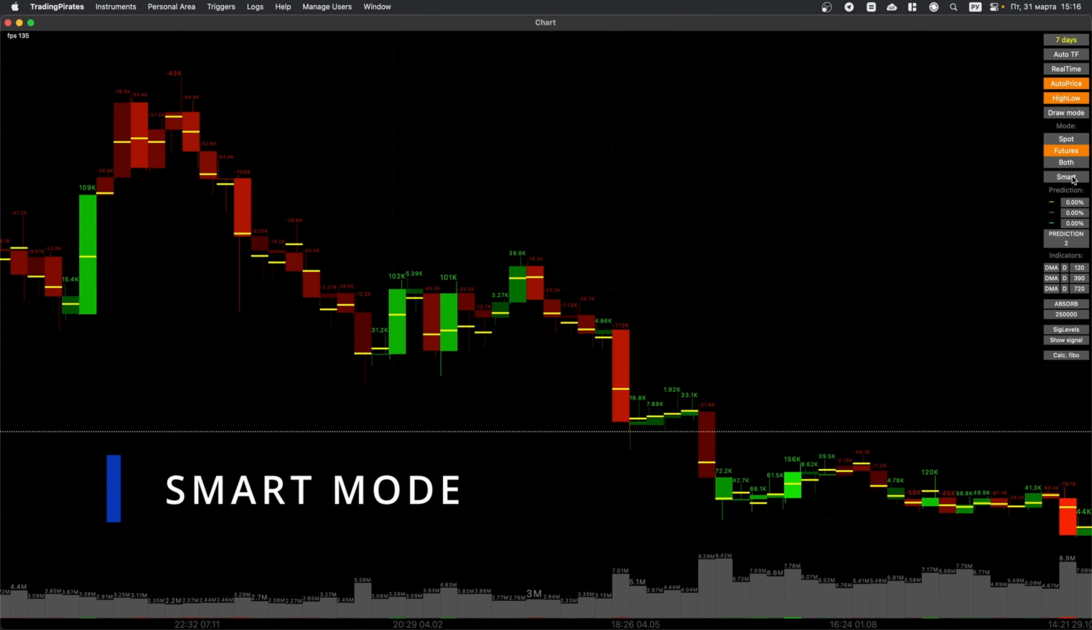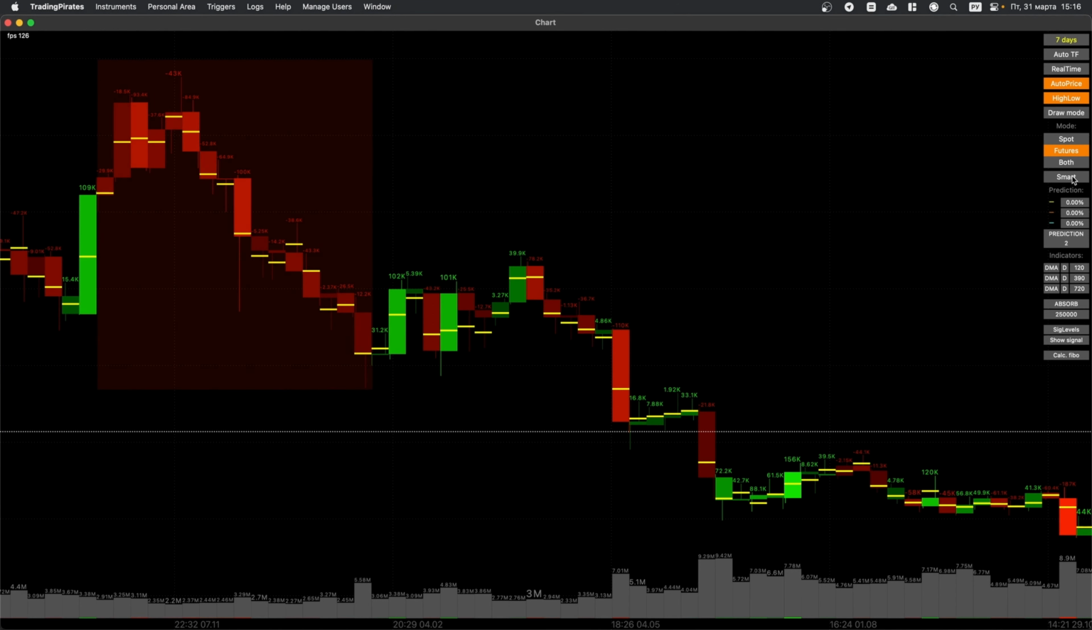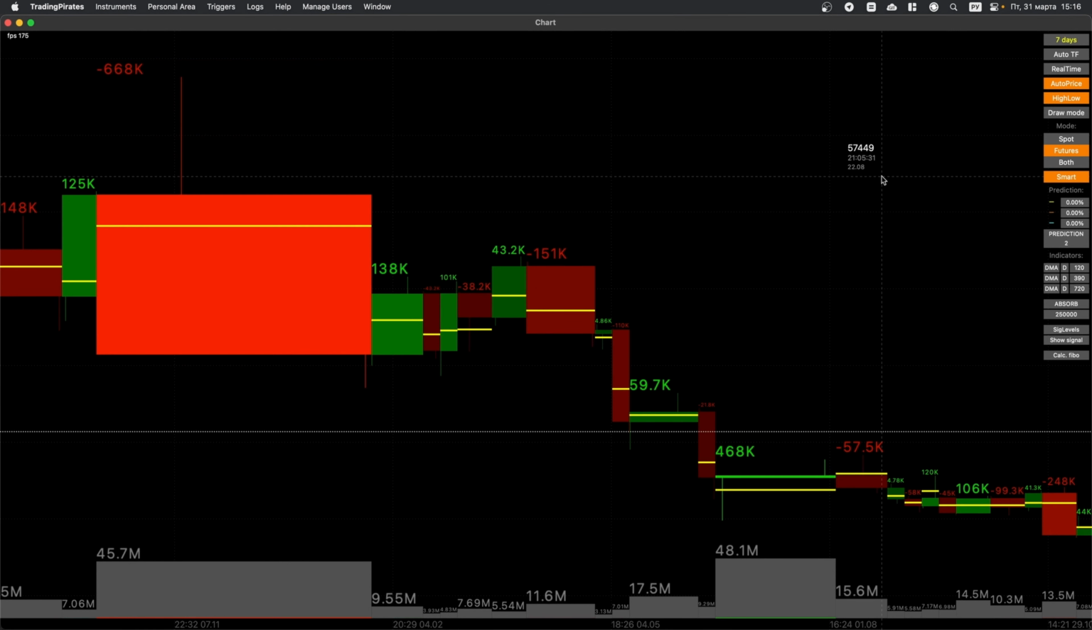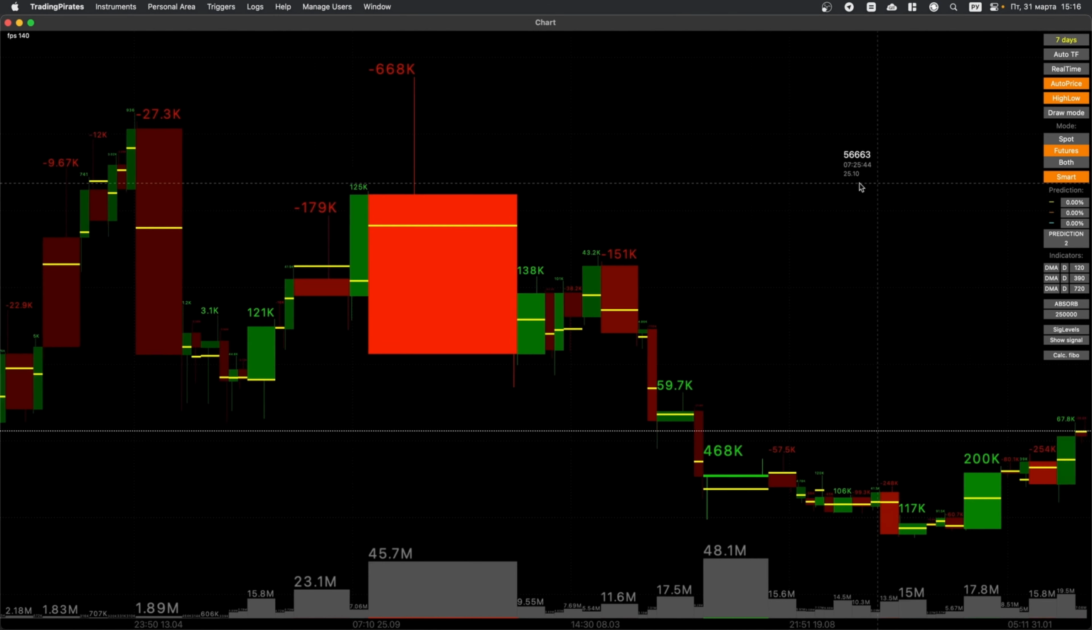Smart mode. Smart mode combines neighboring candles by delta. For example, we have several candles in a row where the delta is negative, or several candles in a row where the delta is positive. In smart mode they will be combined into one candle. We will see a general indicator of the delta, and the weighted average price for them, which will allow us to quickly determine at what price and for what amount the market opened a large position, and also understand where this position was closed.